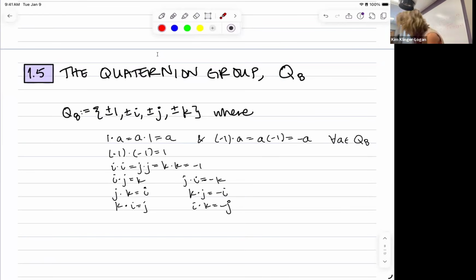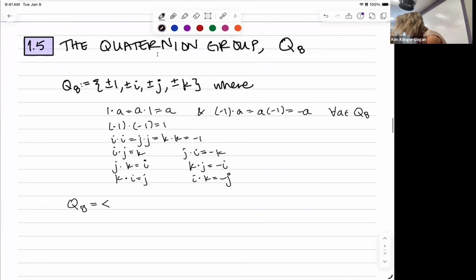And so one of the exercises in your text has you write this in terms of a group presentation. I think that's the word. I need to have 4 generators for this group. I think it's -1, i, j, and k. Because once I have k, I also get -k by multiplying by -1. And I also have 1 by squaring -1, right?